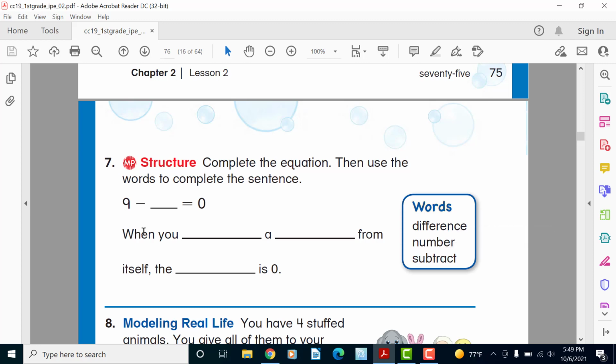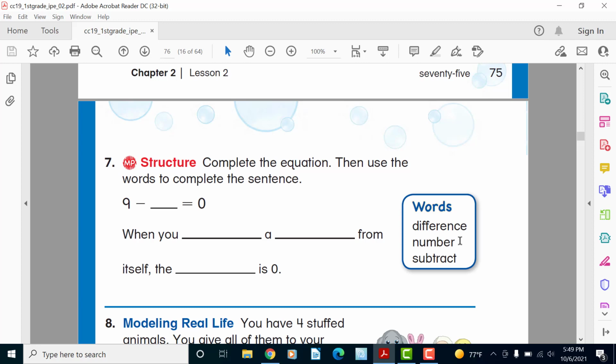Let's look at the sentence. When you blank a blank from itself, the blank is 0. Remember, you know what subtract means, right? That means you find the difference between 2 groups of things, or you take one away from another.